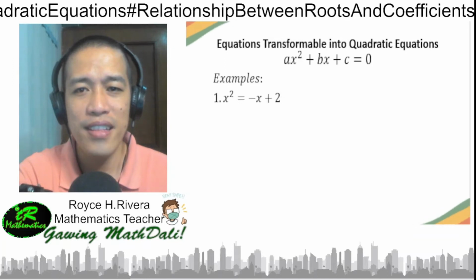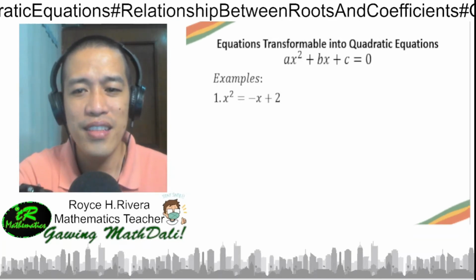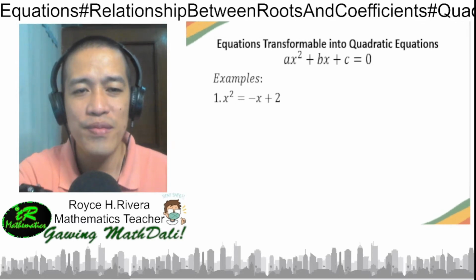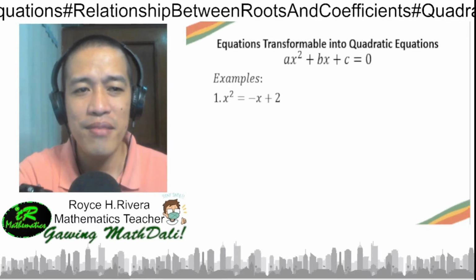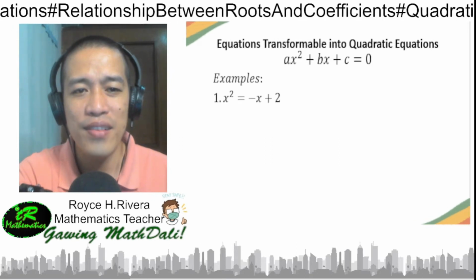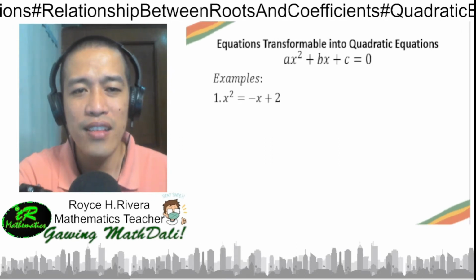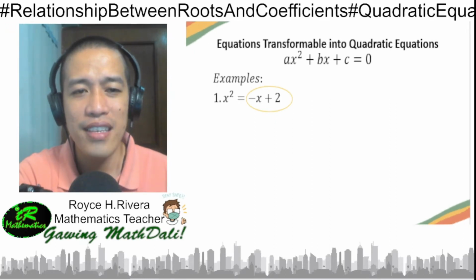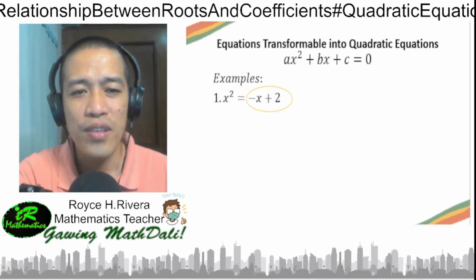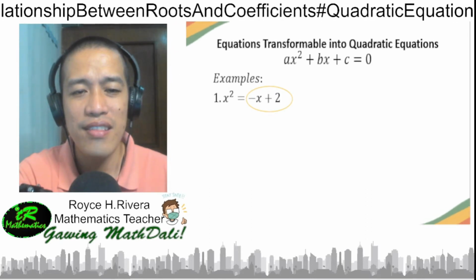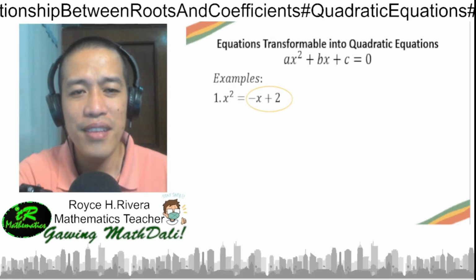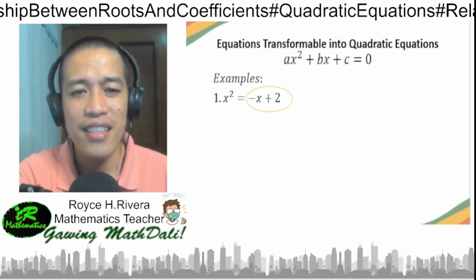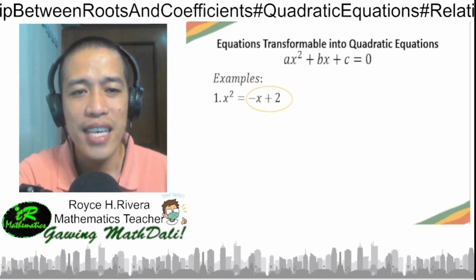Example number 1. The given equation, x squared equals negative x plus 2. Let us transform this into a quadratic equation. To do that, we need to add the additive inverse of negative x and 2 to both sides of the equation. The additive inverse of negative x is x, and the additive inverse of 2 is negative 2.